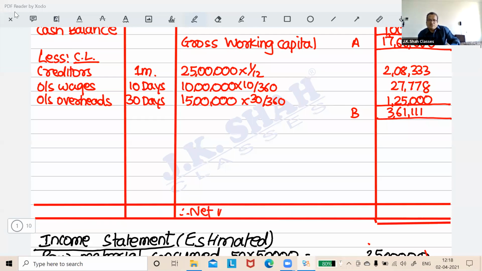net working capital, 3 minus V, minus 17,66,000. We got it, 14,05,550. Okay, friends.